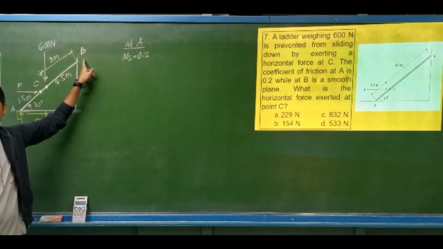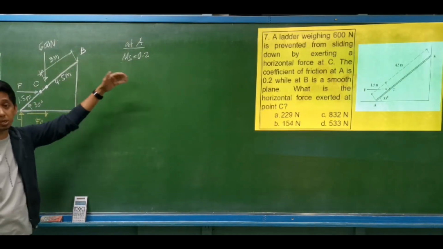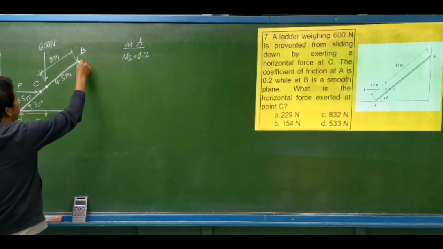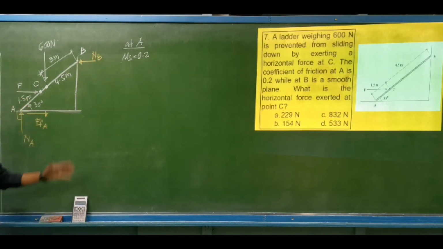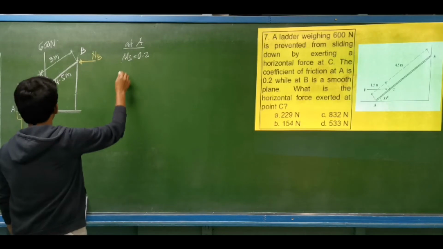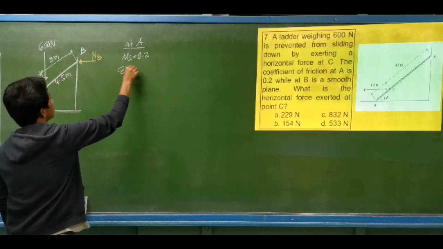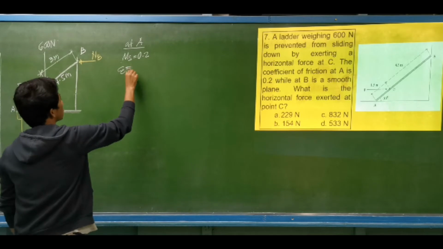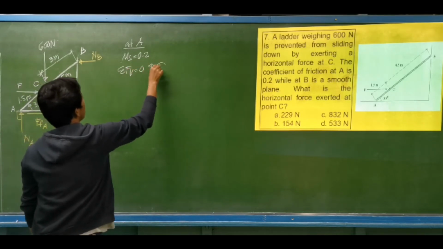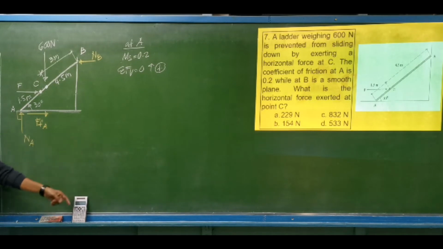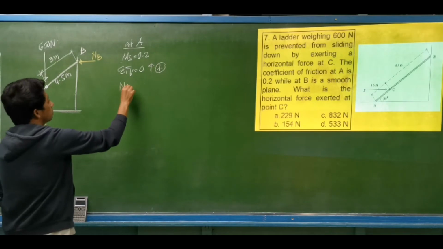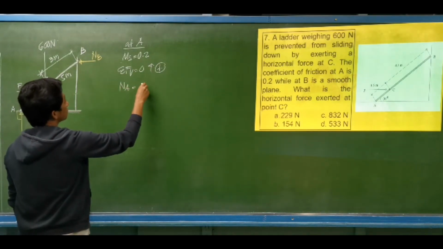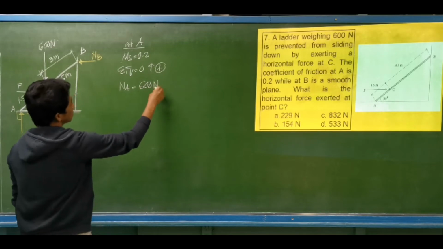Since we don't have a frictional force at B, since it is a smooth plane, we will have a normal reaction at point B. Let's say this is N sub B. So those are the support reactions. How to compute the normal at A? We can have it by summation of forces vertical equal to 0, upward forces to be positive. What are the vertical forces? The weight of the ladder and the normal reaction at A. So basically, the normal reaction at A is simply equal to 600 newtons.